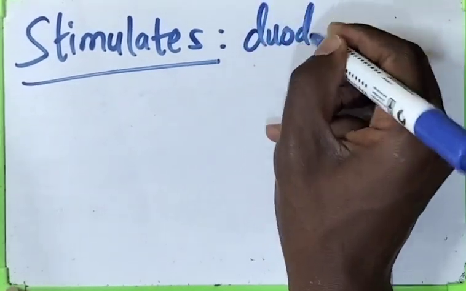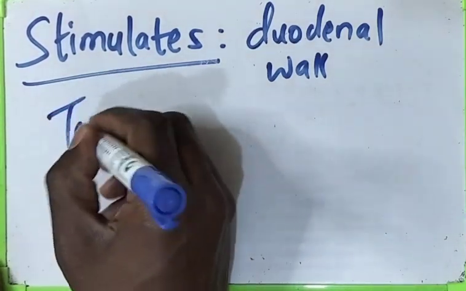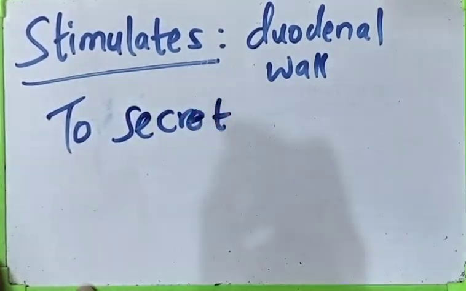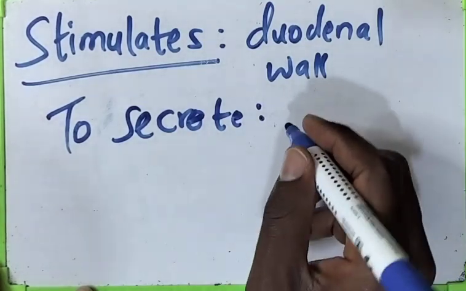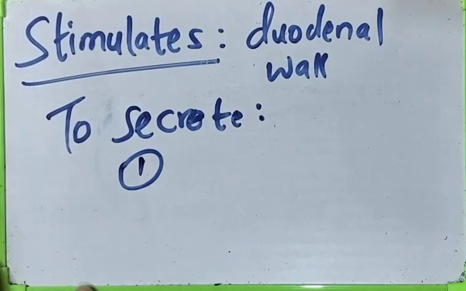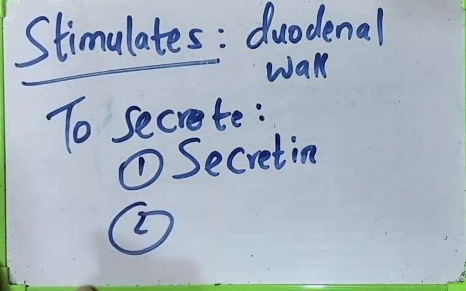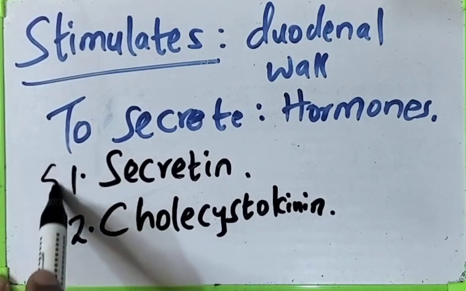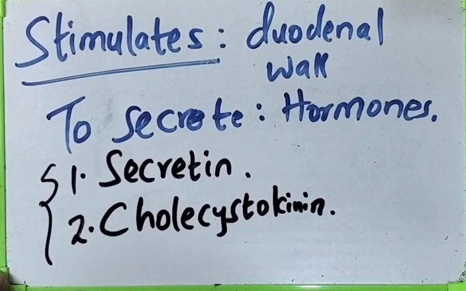the duodenal wall to produce or to secrete two very important hormones. The first hormone is the hormone we call secretin. And the second one is cholecystokinin. So these two hormones are secreted at the duodenal wall due to the stimulation by the food, the acidic chyme arriving at the duodenum.